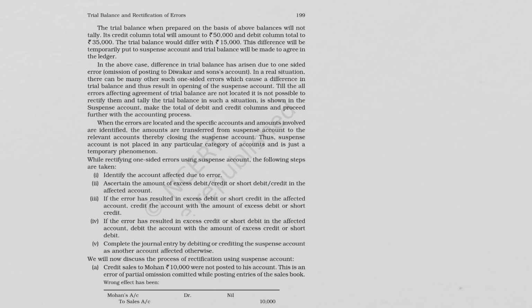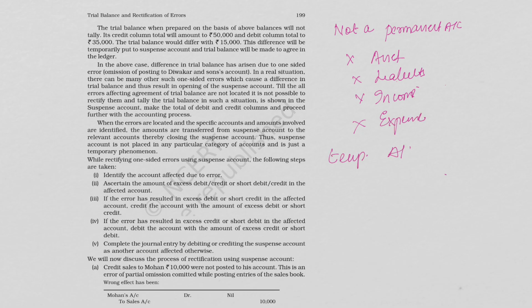Now please note that the suspense account is not a permanent account. It is not an asset. It is not a liability. It is not an income, and it is not an expense. It is simply a temporary account which is used to balance the trial balance. Once the errors are found, the suspense account will be closed.